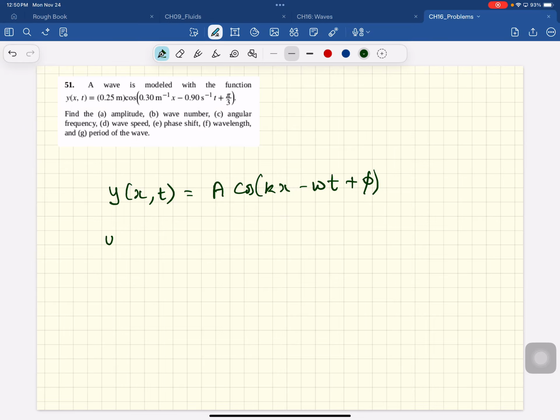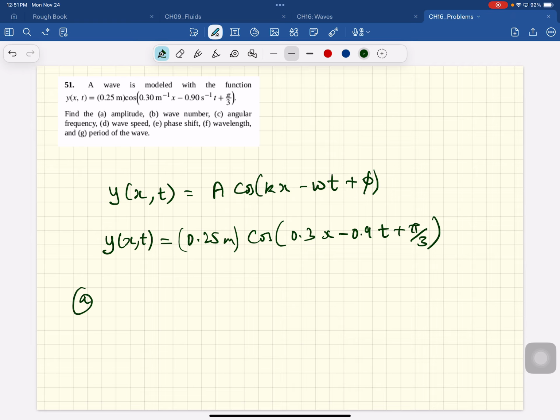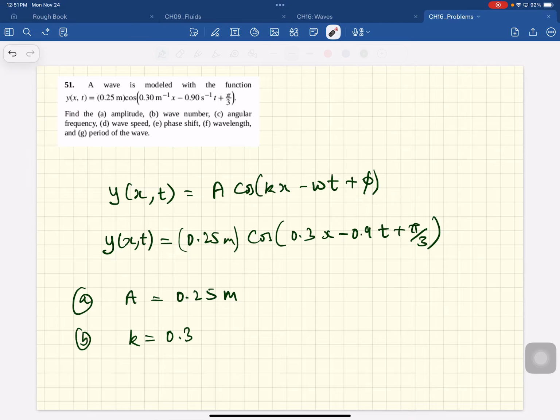So your wave function is 0.25 meters cosine of 0.3x minus 0.9t plus pi over 3. So the amplitude is 0.25 meters. The wave number is 0.3, and everything is in SI units, so it's inverse meters.